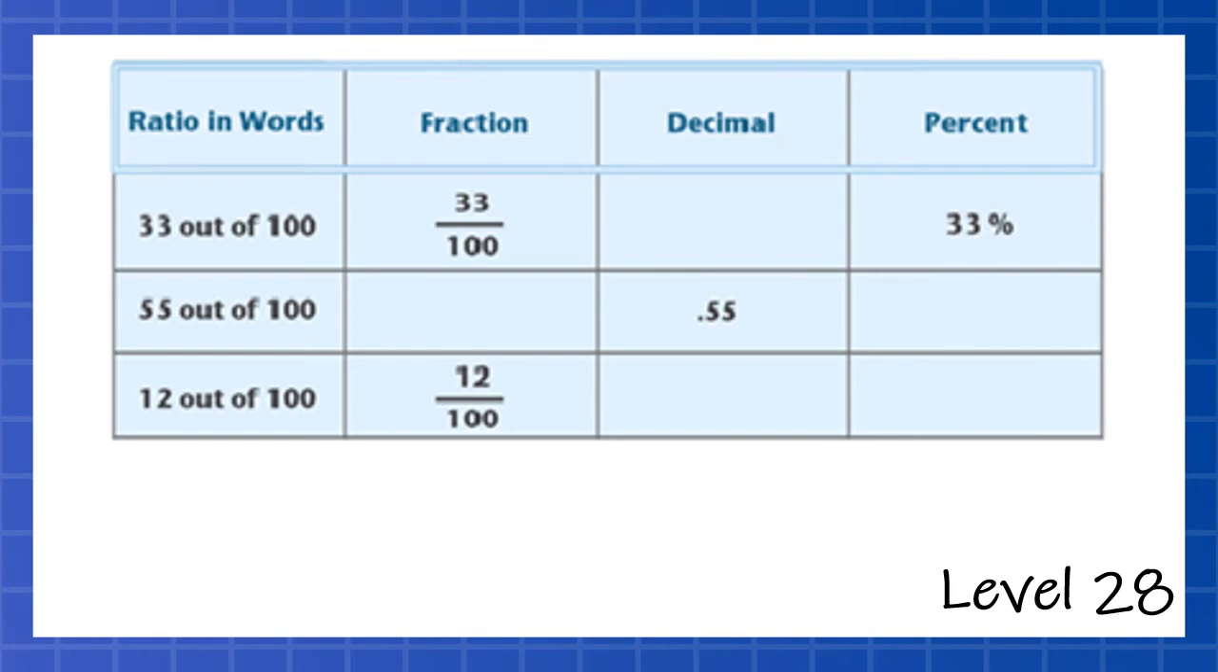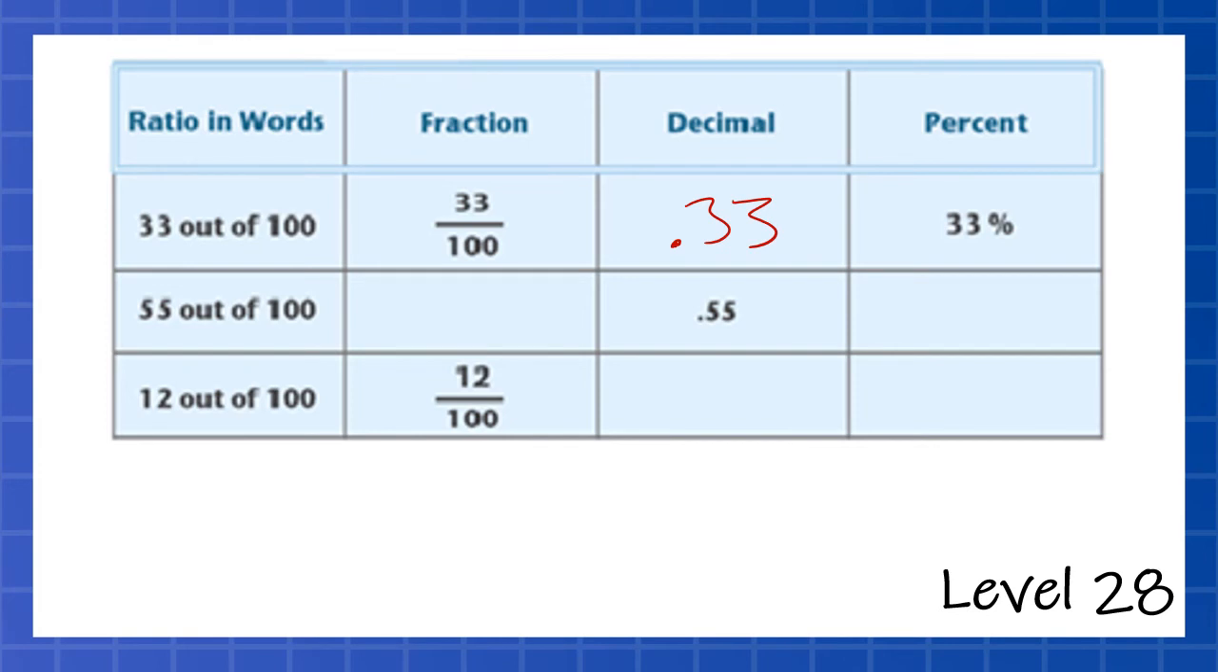All right, we've got some ratios in words. These are some basic ones. 33 out of 100. That's a ratio in words, but we could write that as a fraction as 33 over 100. So as a decimal, if we type that in our calculator, we get 0.33. As a percent, we get 33%.